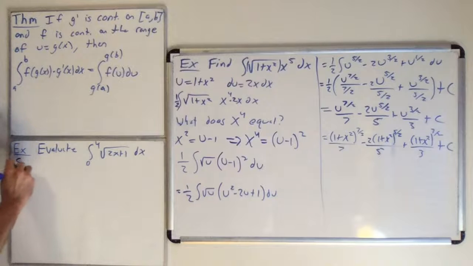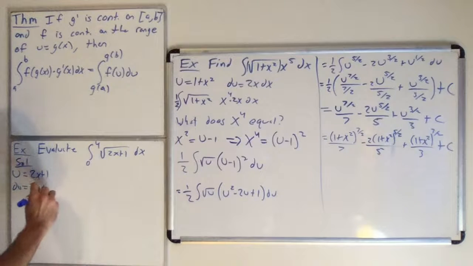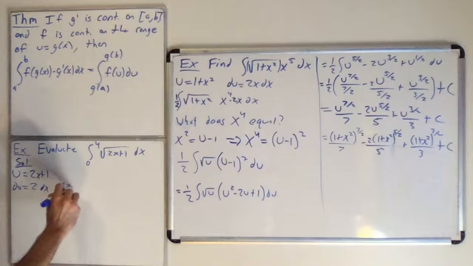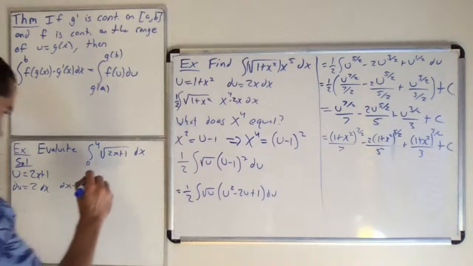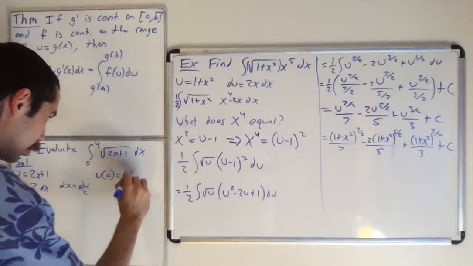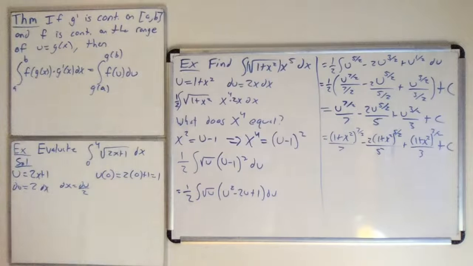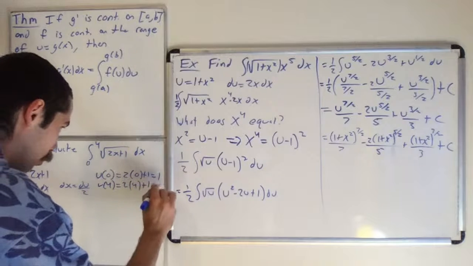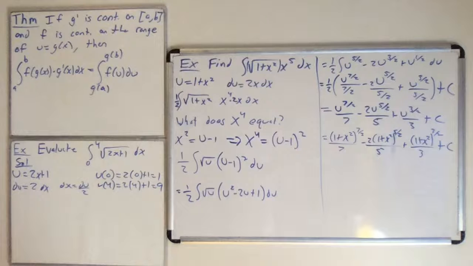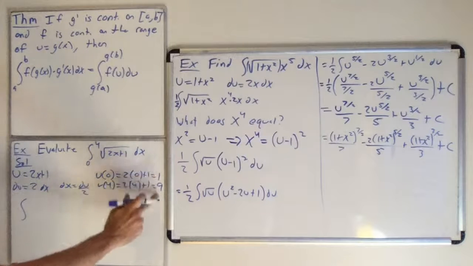Okay, so u is equal to 2x plus 1, like you all said. du is 2 dx. So dx is equal to du over 2. u of 0 is equal to 2 times 0 plus 1, which is 1. And u of 4 is 2 times 4 plus 1, which is 9. Okay, so our integral is the integral from 1 to 9.